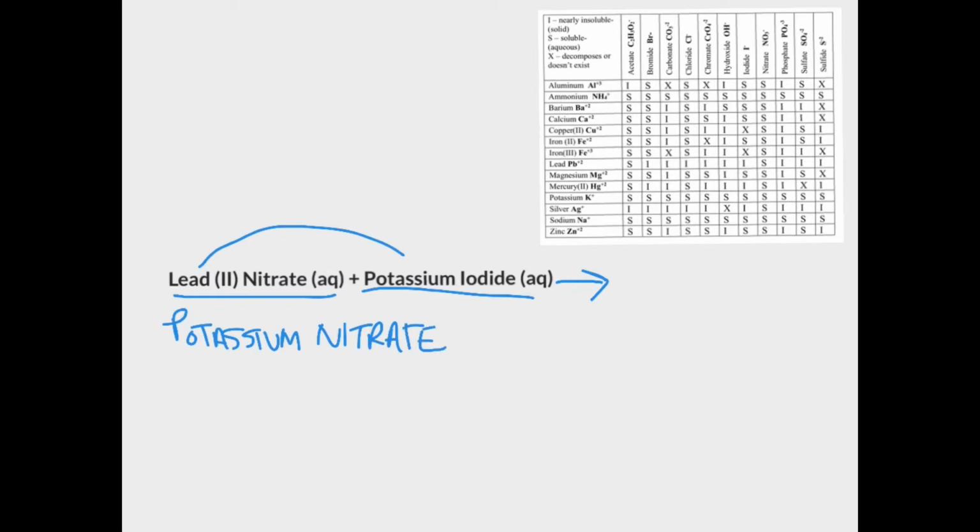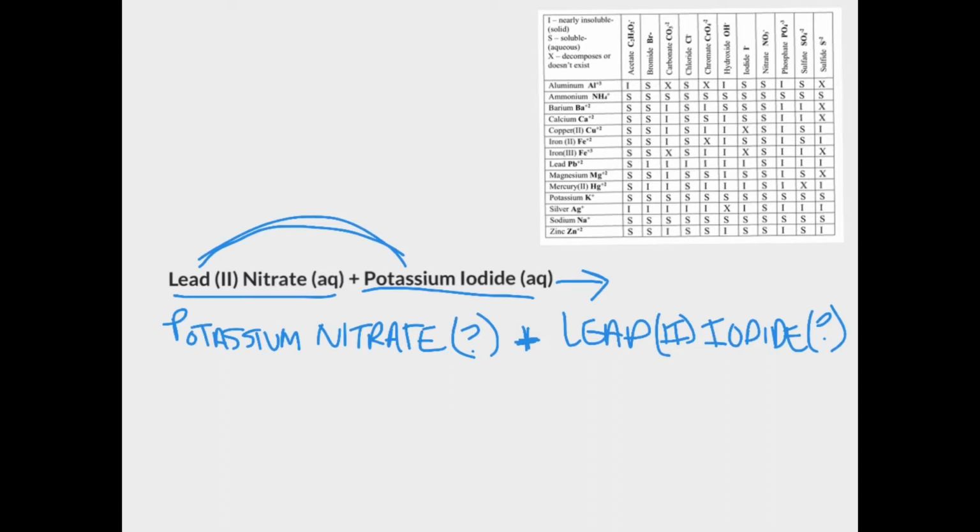So the question is, when potassium nitrate is formed, will that create another aqueous compound or will that be a solid? But also lead is going to now combine with iodide. So lead 2 iodide is going to be the new compound. The question, of course, is, will lead 2 iodide form a solid or an aqueous compound? Well, let's take a look using our solubility chart.